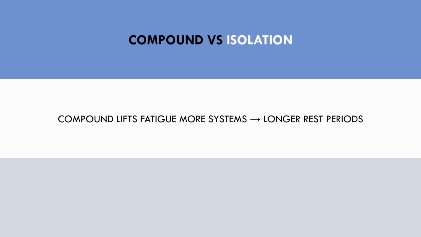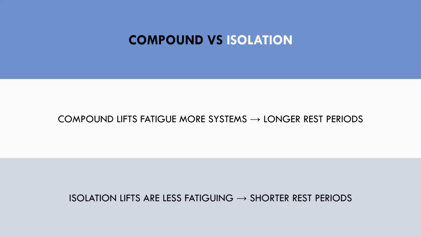On the other hand, isolation lifts are less taxing on the nervous system, less taxing on the cardiovascular system, and don't involve many assistance muscles. Therefore, isolation exercises can generally get away with much shorter rest periods and still allow the target muscles to be the limiting factor. The second factor that can influence rest periods is training experience and strength levels.